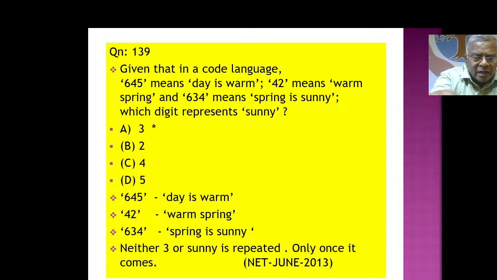In other words, you don't find sunny. So only once it comes. So that is how you have to analyze. Only once it comes. So now which digit represents sunny? 3. No, the digit 3 represents the word sunny. Like that you can find it. Like that you can just write down in the rough paper and then eliminate, and what is standing apart you take it. Easier you can find out.